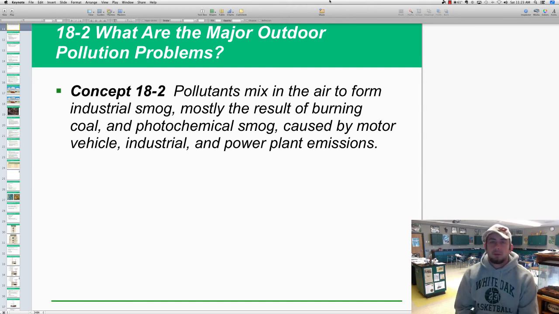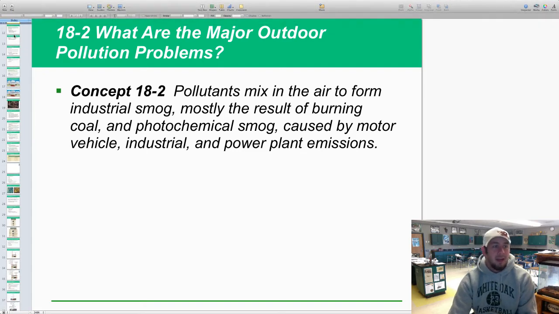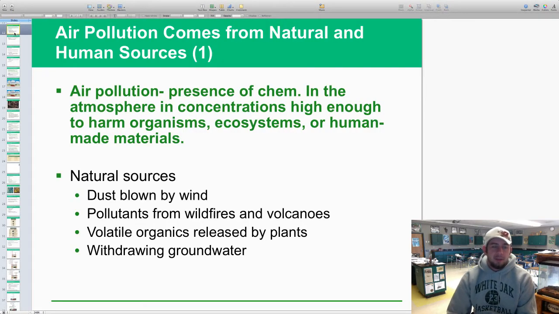Hey scholars, welcome to chapter 18-2, where today we're looking at what the major outdoor air pollutants are and what problems they cause as far as human health goes, since that's what we talked about in the last chapter. One of the things we first have to do is define air pollution, and that's the presence of chemicals in the atmosphere in concentrations high enough to actually harm some living organism, ecosystem, or even a man-made material.